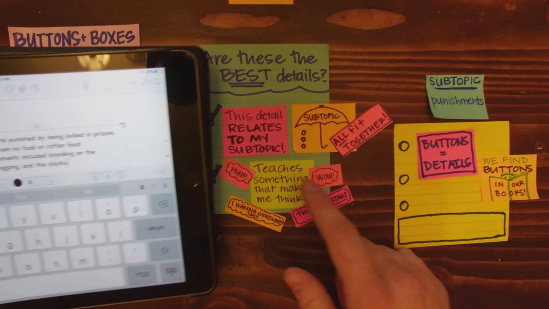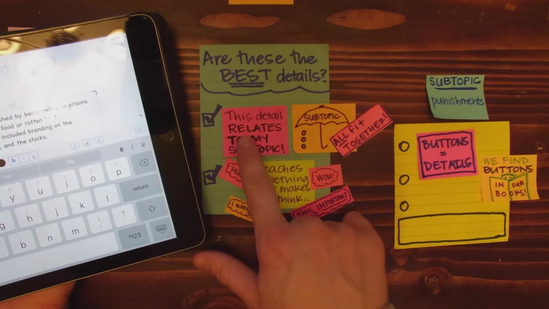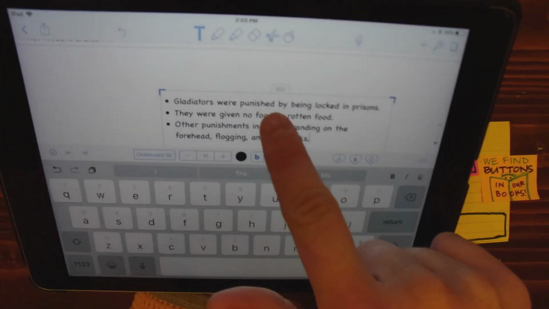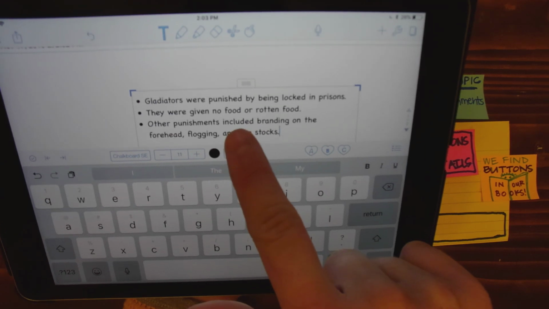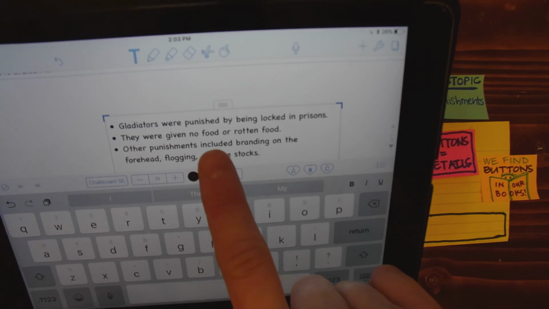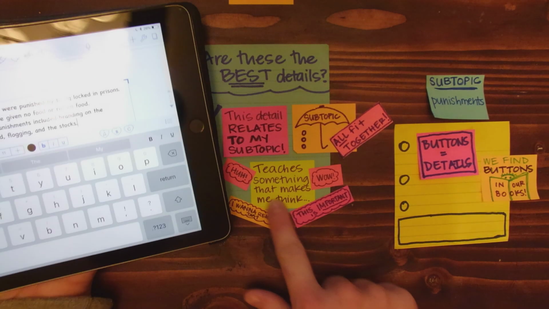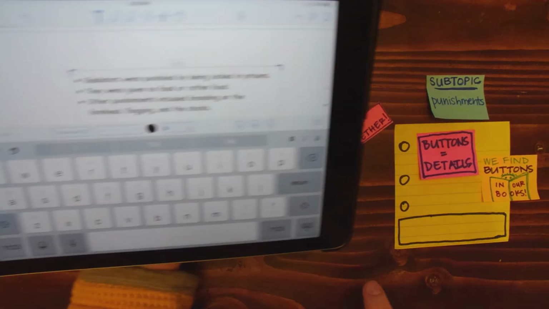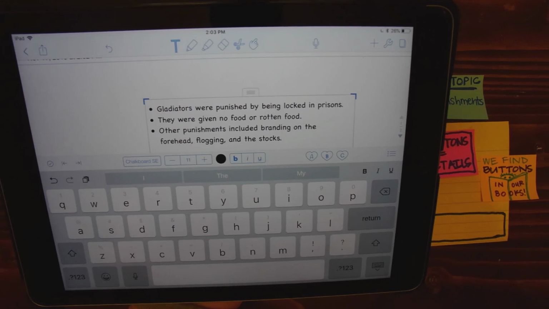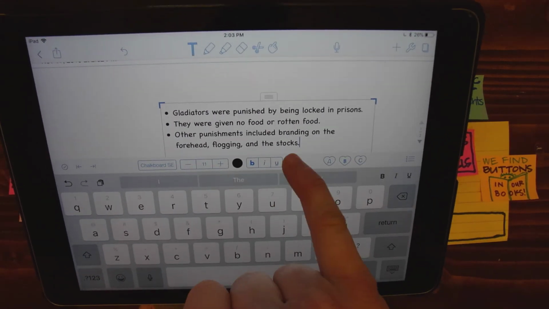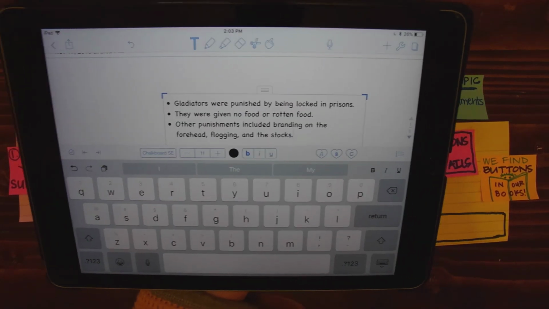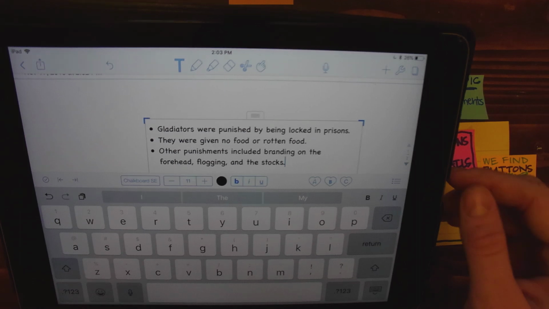And I just want to double check that they fit those two checks. Do they relate to my topic of punishment? Yeah, I see punishment right in this word. And like getting no food or rotten food is definitely a punishment. And this is also about punishments. So that part I did. And does it teach me something that makes me think? Heck yeah. It makes me think that I definitely wouldn't have wanted to be a gladiator, because there's no way that I'm staying in the stocks for a week or getting something branded on my forehead by some mean owner.